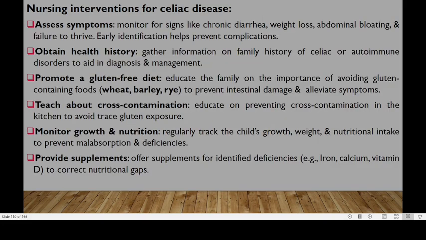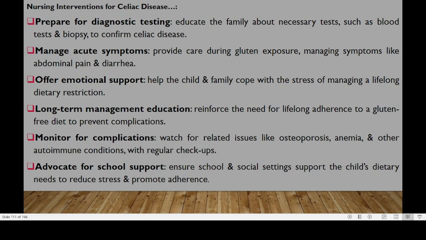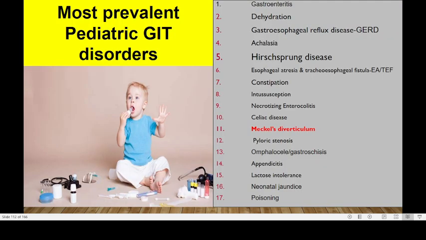So remember, you have to assess for symptoms for celiac disease, obtain health history, promote a gluten-free diet, and educate the family on the importance of avoiding gluten-containing foods. Wheat, barley, and rye have to be avoided so as to prevent intestinal damage and alleviate the symptoms. The other condition is Meckel diverticulum.